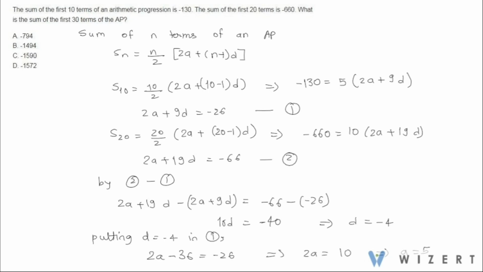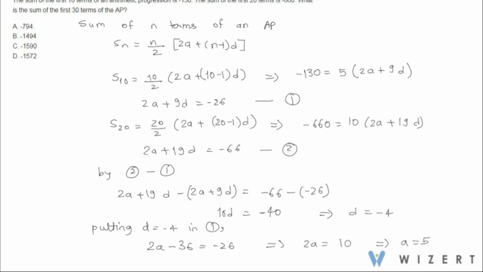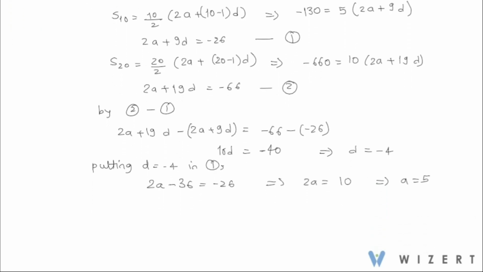Now that we have values of a and d, we can easily calculate sum of first 30 terms of this AP. So S30 is going to be equal to 30 by 2 into 2 into 5, a is 5, plus 30 minus 1, d is minus 4. So that is equal to 15 multiplied by 10.